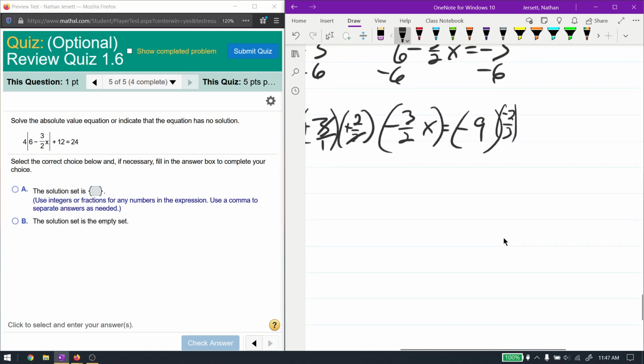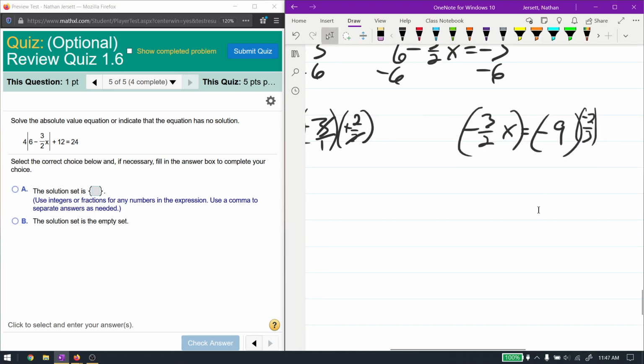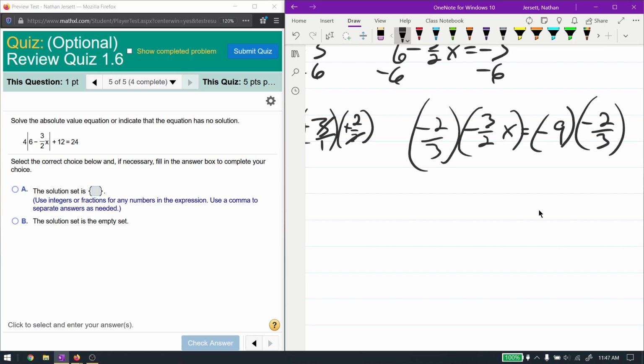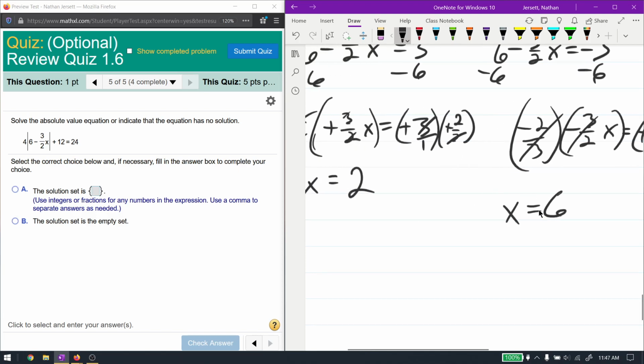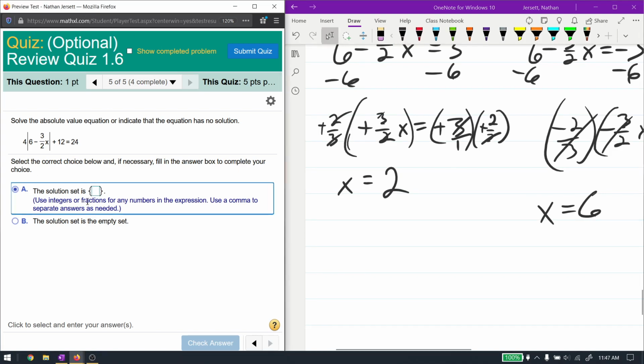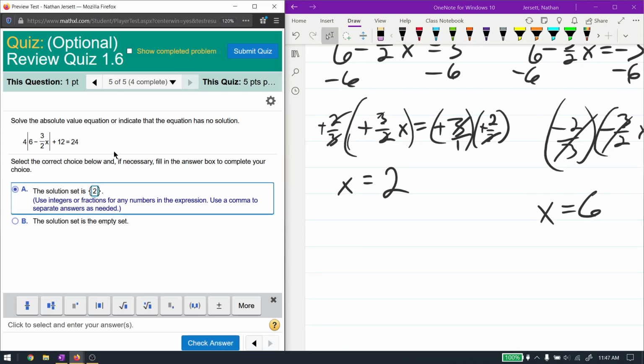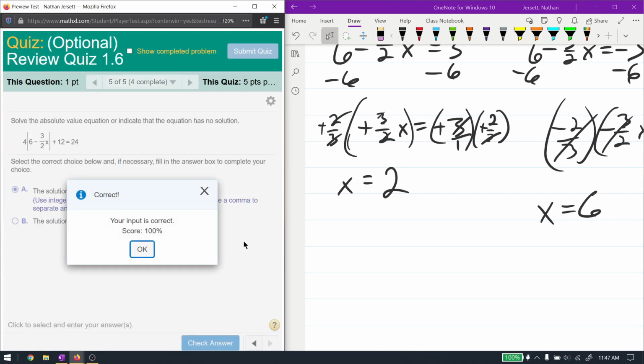On this one, let me move it over just a little bit. Of course, the same thing happens on the left-hand side. Now we have 9 over 1. This 3 cancels with that 3. And we have negatives canceling. We have 3 times 2. In other words, x equals 6. We have two solutions, x equals 2 and x equals 6. Let's check them. 2 and 6. And that's correct.